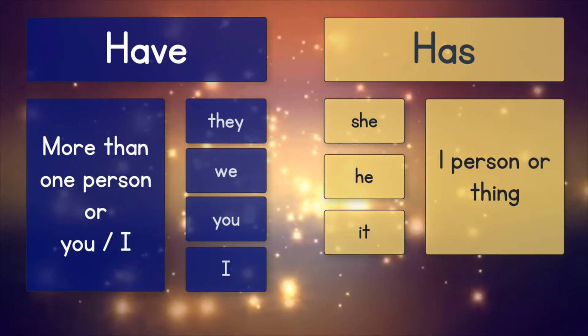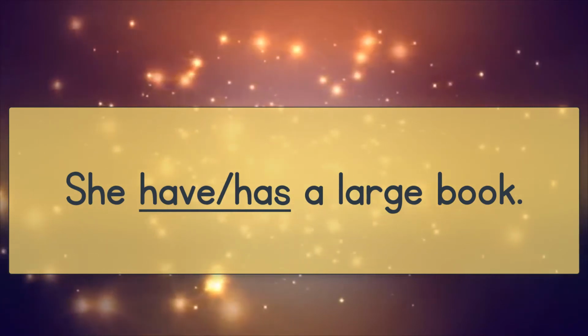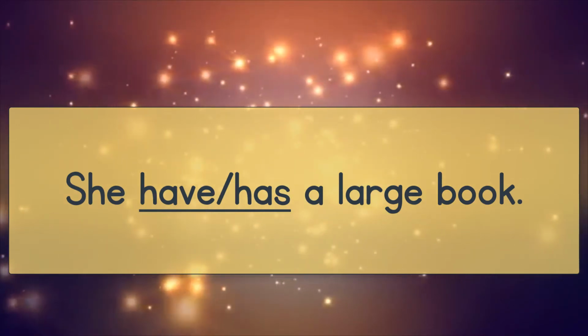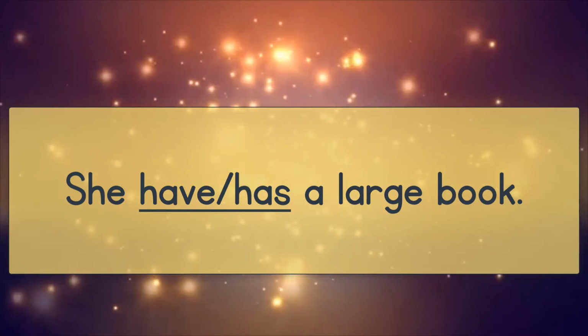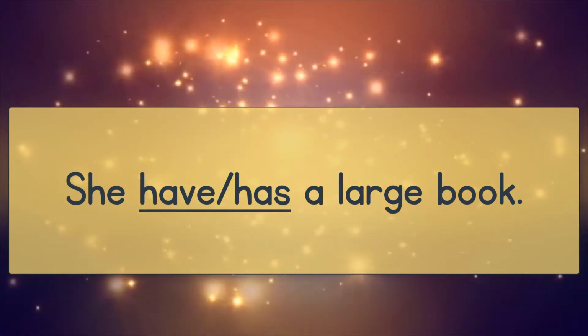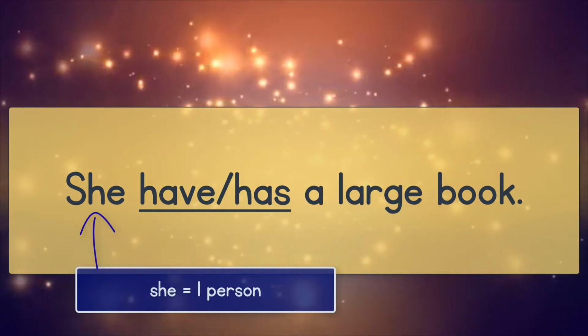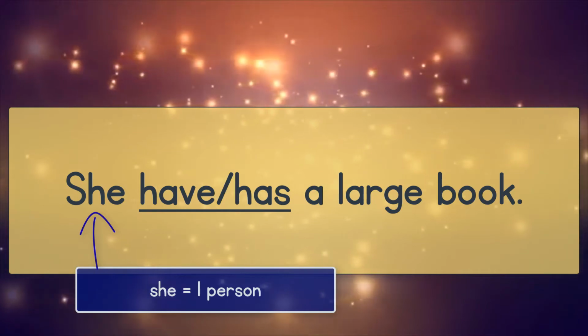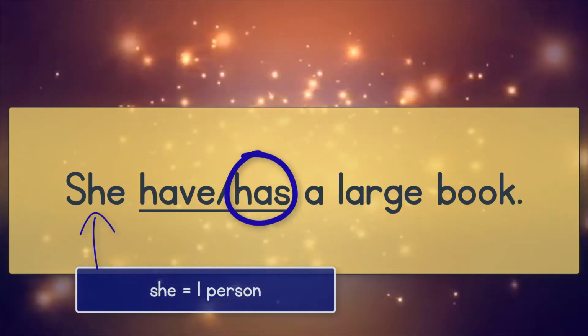All right, so fill in this sentence. She have or she has a large book. Look at the noun in this sentence. Which noun are we using? Yep, we're looking at the word she. She is one person, and we know that one person means we use the word has. So she has a large book.